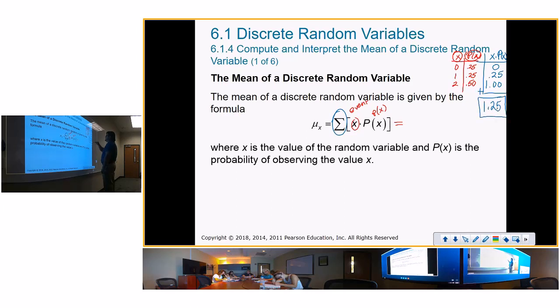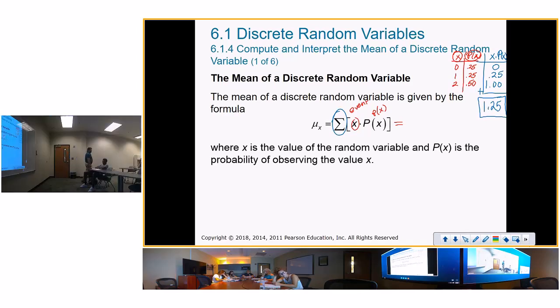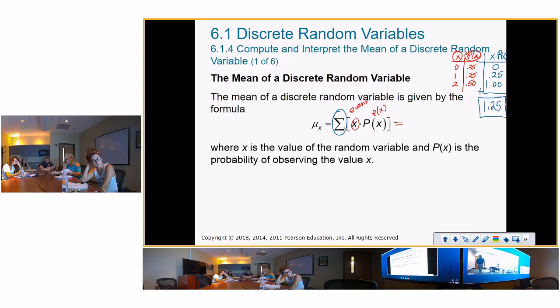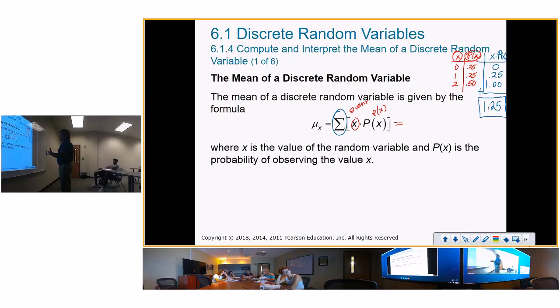And what did I tell you about the mean and the standard deviation in statistics and probability? They're the most important what? Numbers. So that's one of your most important numbers. We're going over several test questions right now. Where X is the value of the random variable and P of X is the probability. I just showed you that right there. So I just found the mean of a probability distribution.